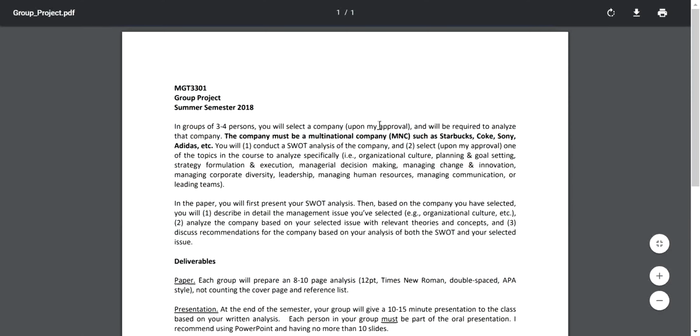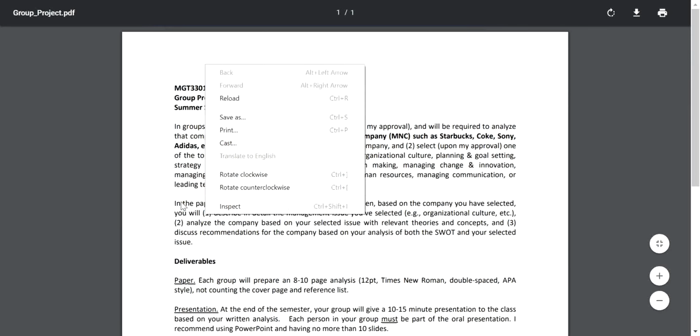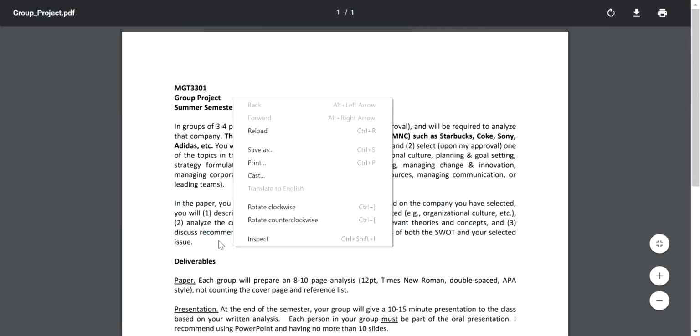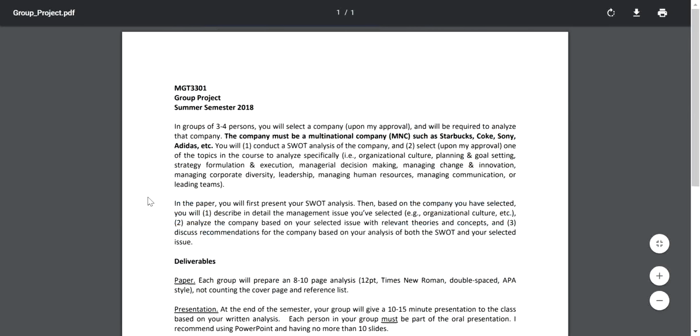And this paragraph right here is very important. It tells you exactly what you need to include in the paper. You will first present your SWOT analysis. Then, based on the company you've selected, you will: one, describe in detail the management issue you've selected; two, analyze the company based on your selected issue with relevant theories and concepts.